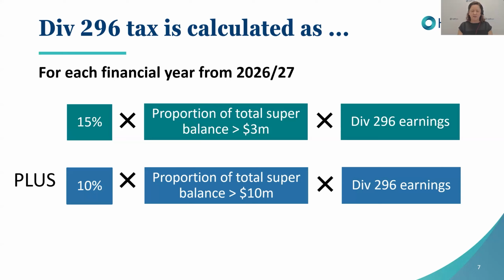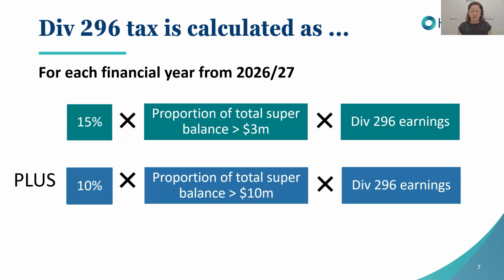What's different about this formula is that we now have the second row. In addition to a $3 million threshold, we've got a $10 million threshold. So we've got an extra 10% Div 296 tax payable for those people whose proportion of their super exceeds that $10 million threshold.